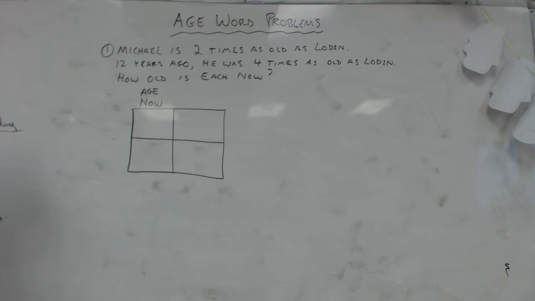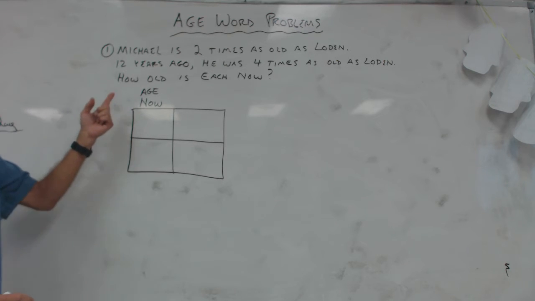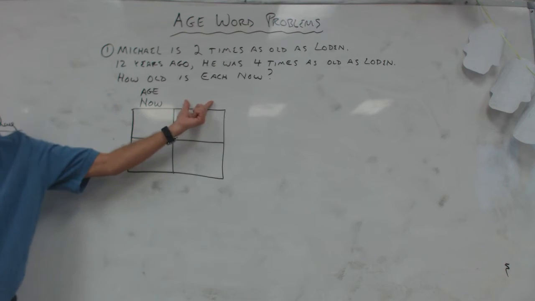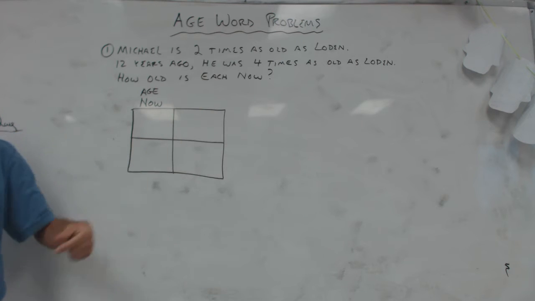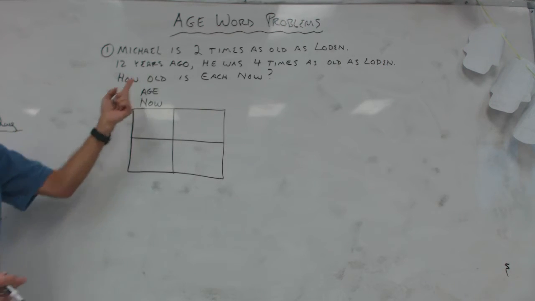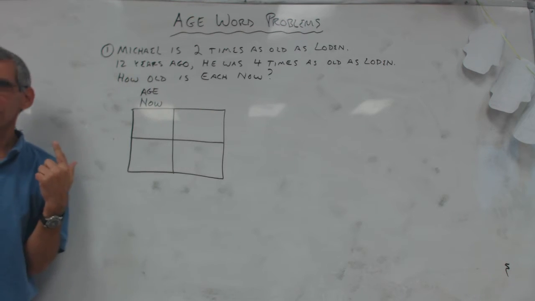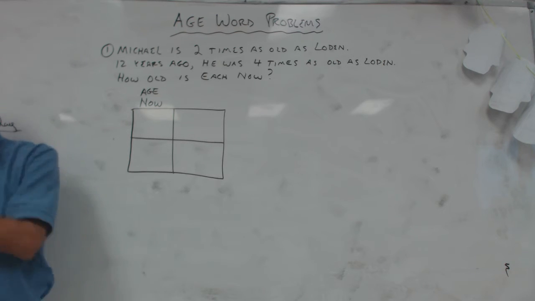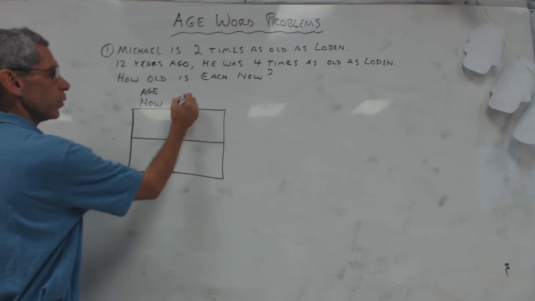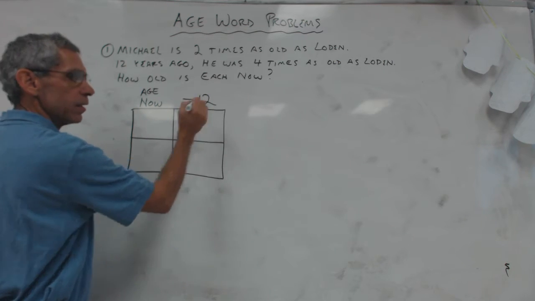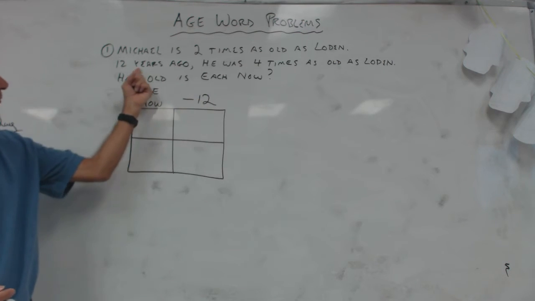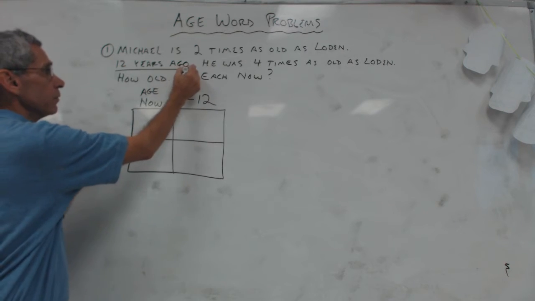It's a good thought, but let's just try it. So we got age now. And then what would I put here in terms of age? 12 years ago. So is that plus 12 or minus 12? Does that make sense? It's got to be in the past, right? So I'm going to just put minus 12 up here as my column heading, and that tells me that it's 12 years ago.